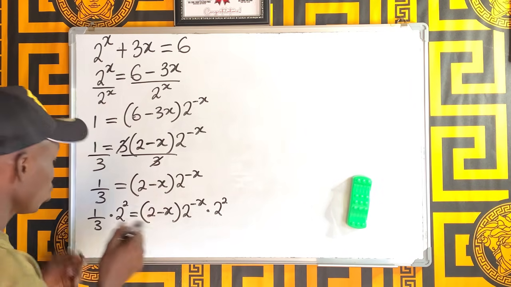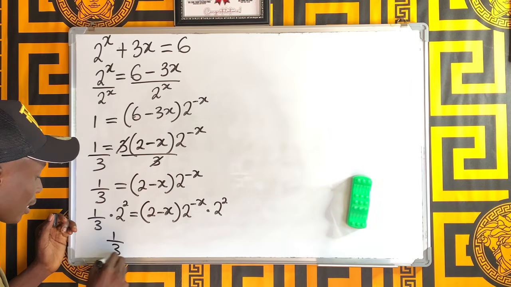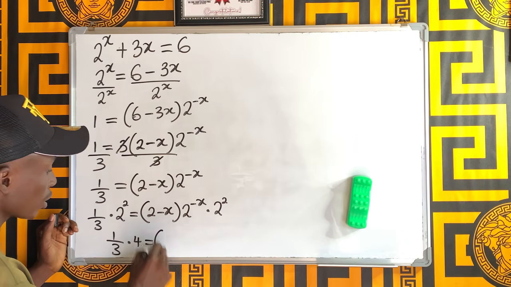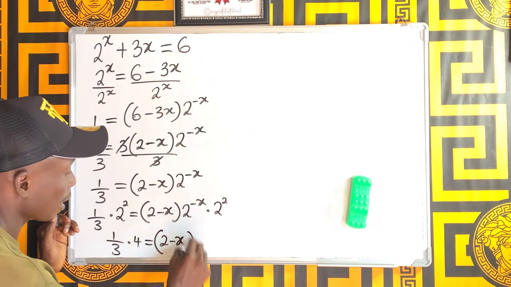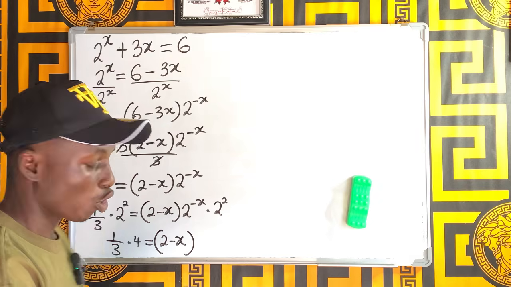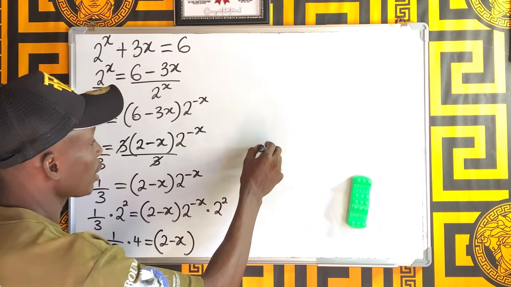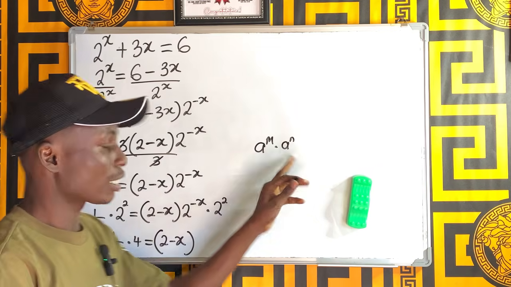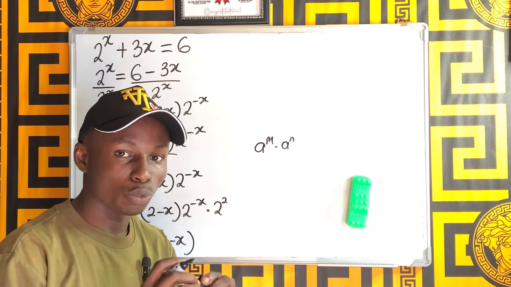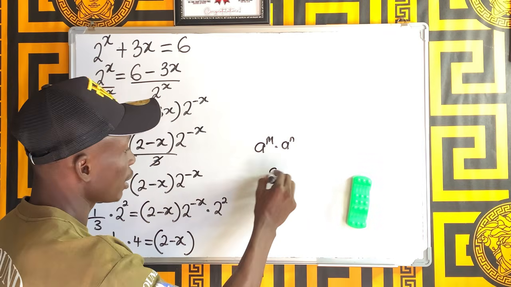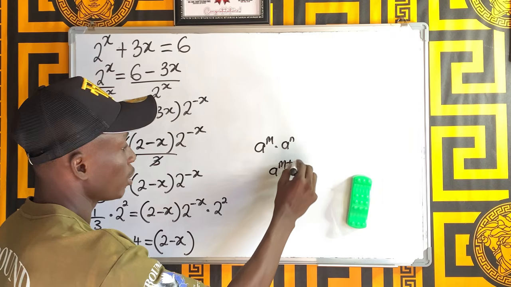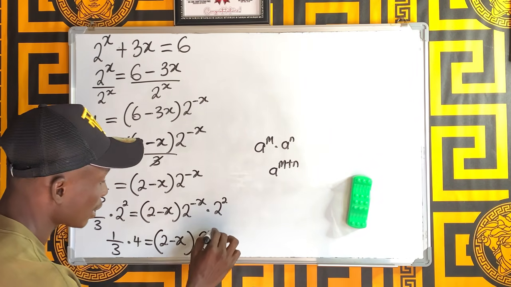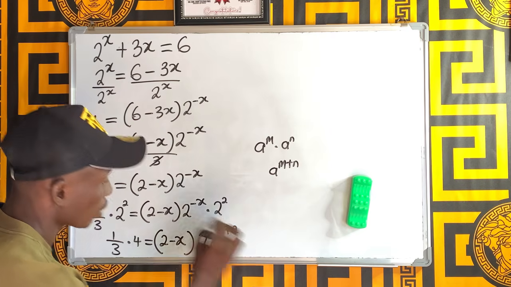So now this is 1 divided by 3 multiplied by 4, because 2 raised to the power of 2 is 4, equal to 2 minus x. Then by obeying the multiplication law of indices, a raised to the power of m multiplied by a raised to the power of n, this law states that when the bases are the same, we take a single base and add the exponents.